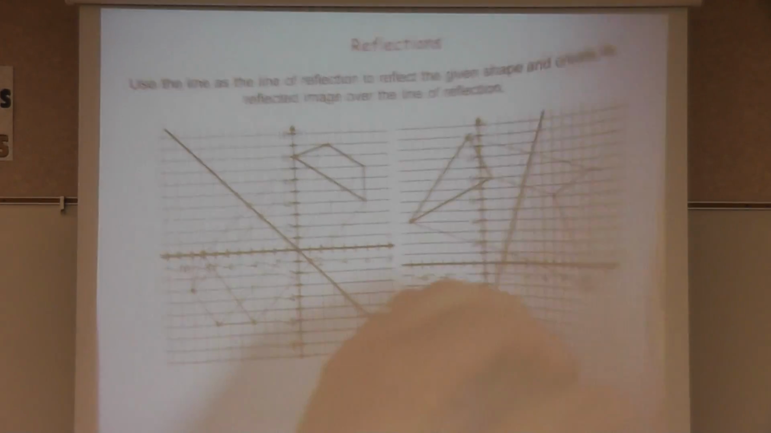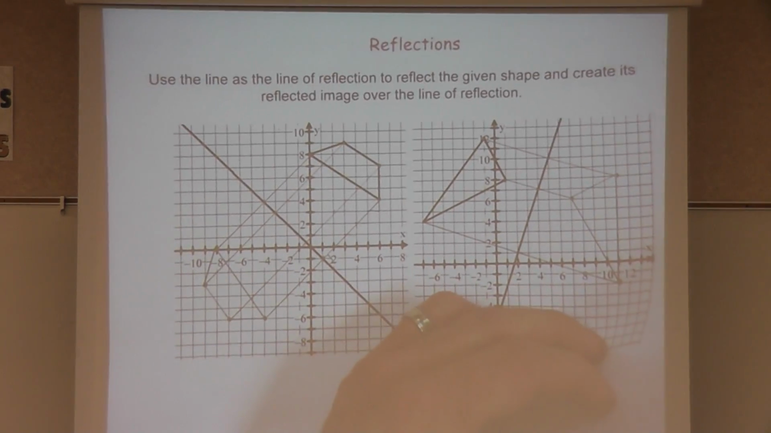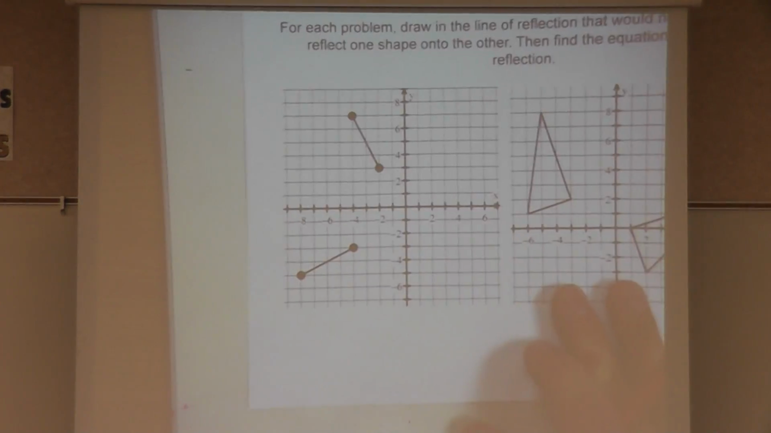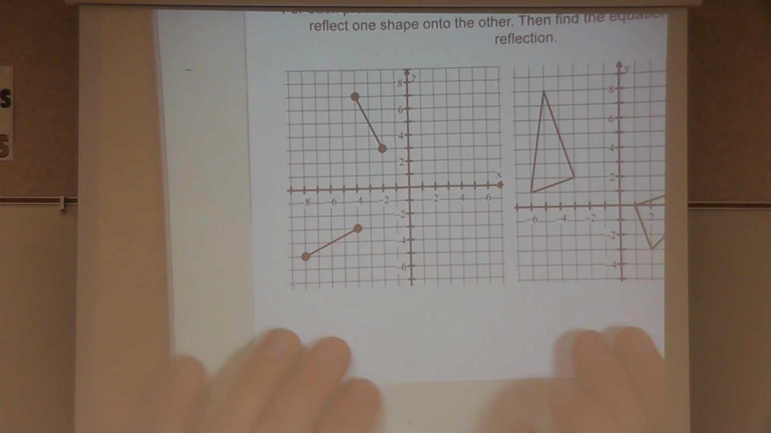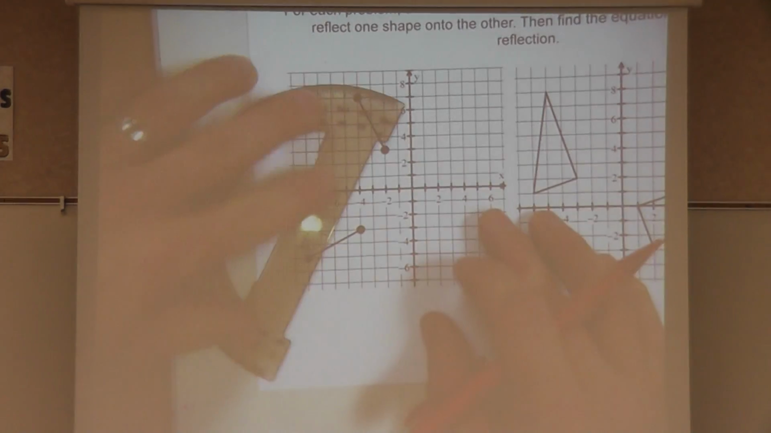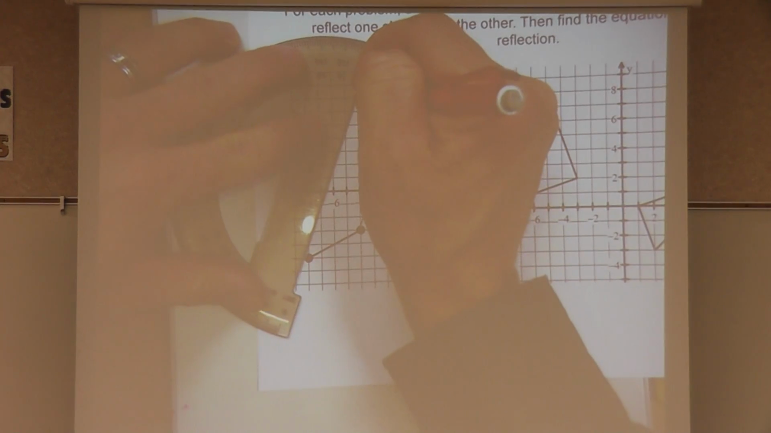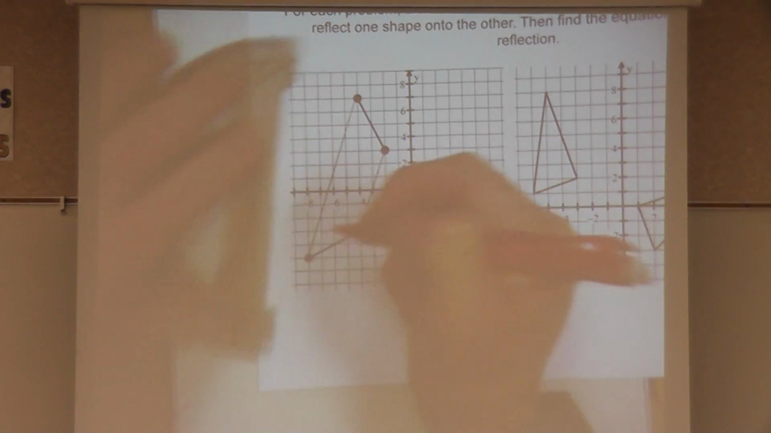And in the next problem, I have done the reflection already. What I need to find instead is the line of symmetry. So to find the line of symmetry, what you're going to do is connect any pre-image to image. So I'm going to connect these 2 points and those 2 points.